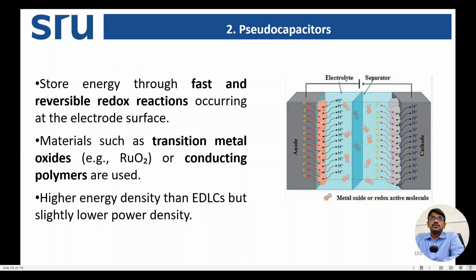Pseudocapacitors store energy through fast and reversible redox reactions occurring at the electrode surface. Materials such as transition metal oxides or conducting polymers are used. So in pseudocapacitors, compared to EDLC, energy is stored through fast and reversible redox reactions, oxidation and reduction approaches.